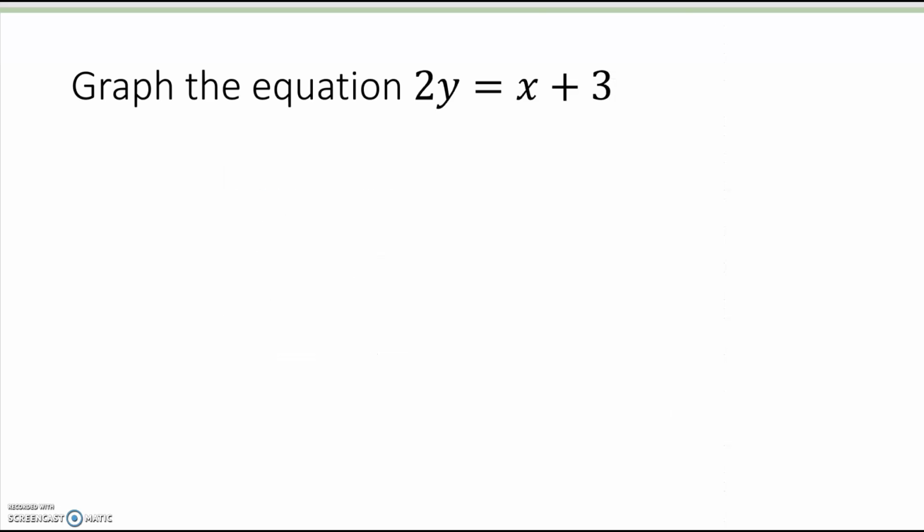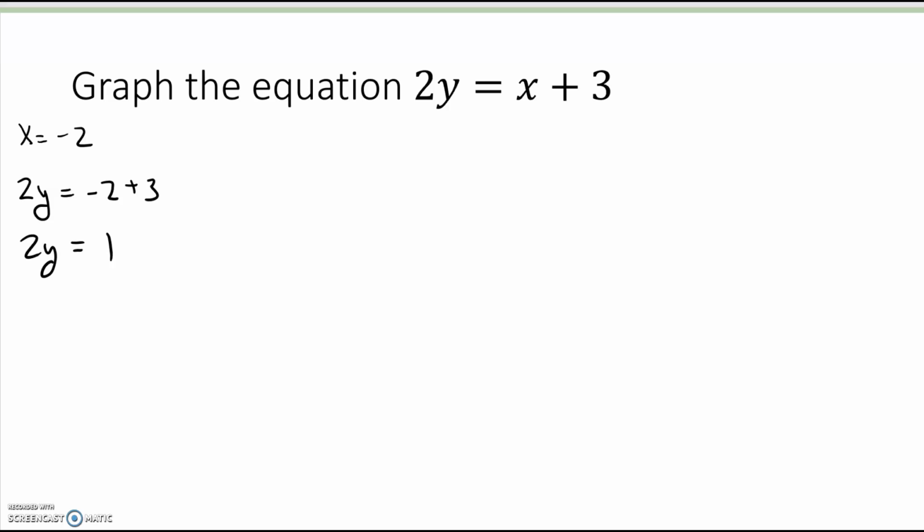Okay, now let's look at this one where it's not already solved for y. Okay, so I'm going to do the same thing. I'm going to take x is equal to -2, -1, 0, 1, and 2, and plug each one of those into this equation here that they gave us. Okay, so x is equal to -2. So 2 times y is equal to -2 plus 3. All right, -2 plus 3, that's the same thing as saying 3 minus 2, which is just 1.